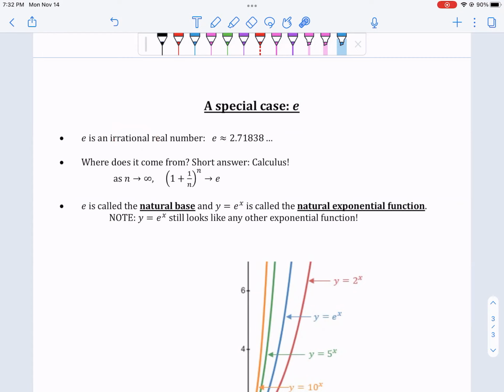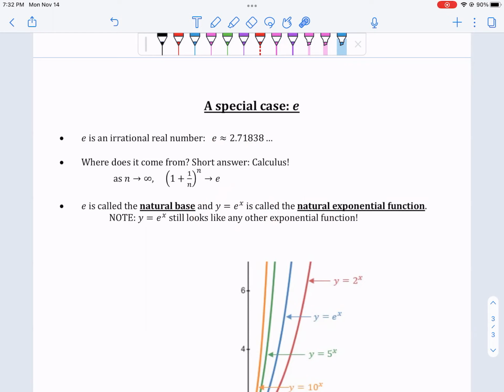This number comes from calculus. It's derived by taking this expression 1 plus 1 over n all raised to the n and letting n get huge. So as n goes to infinity, as we make this number n just ginormous, it's going to become what we know as e. E is called the natural base, and y equals e to the x is called the natural exponential function. It looks like any other function. This is just a number, 2.7. However, it has a lot of applications, especially in biology, in nature.